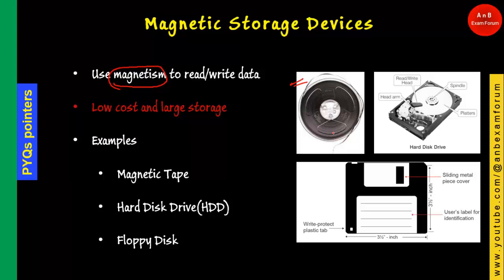Then we have the HDD, that is the hard disk drive. As you can see, there is a spindle, platters and a read write head arm. I'm not going to discuss the internals of the HDD, but remember it is a magnetic storage device. And a very old one is the floppy disk. Nowadays it is obsolete, but it looks like this. The most common one is the 3.5 inch floppy, which was used by most people. So the floppy disk is again a magnetic storage device.